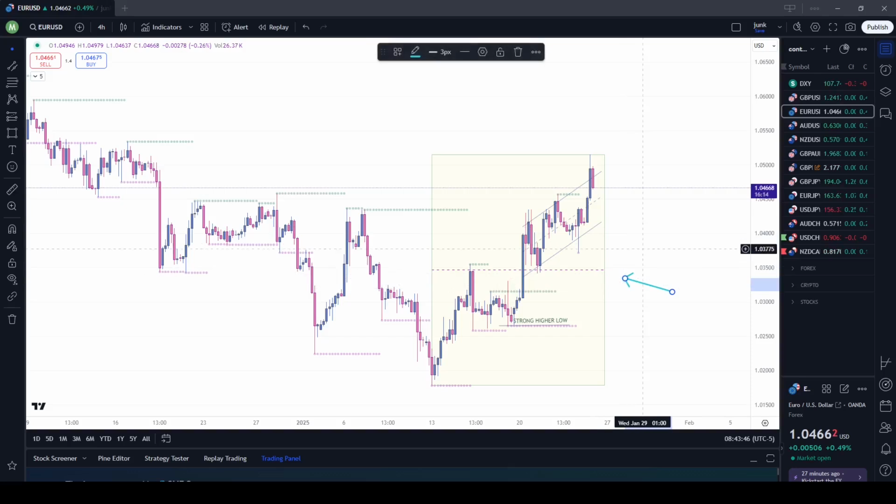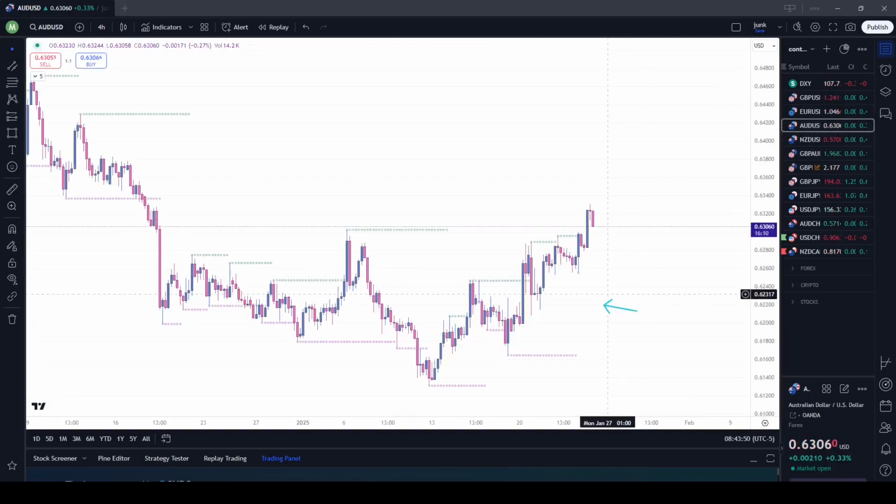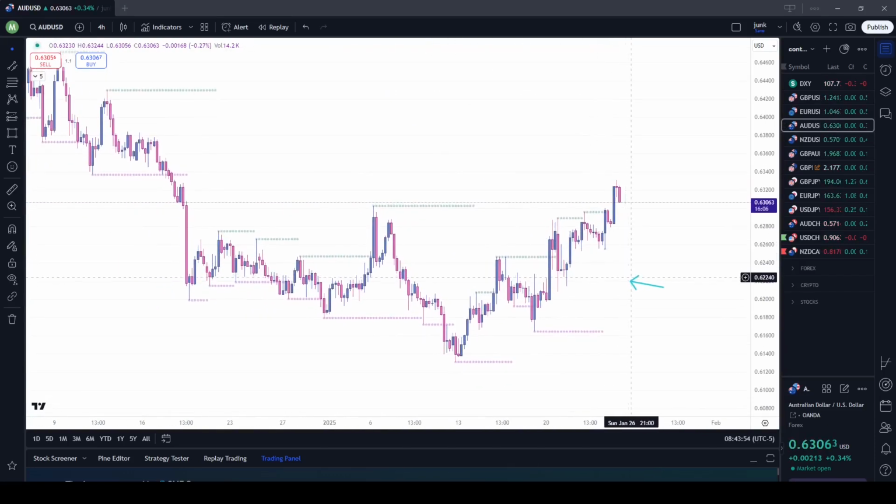We're just looking for any type of bullish momentum in order to confirm a buy setup. AUD USD, similar. This was the lower high, like we've been saying. This was the structure of the 4-hour. It's just been broken. This looks like a stronger pair, unlike GBP USD.